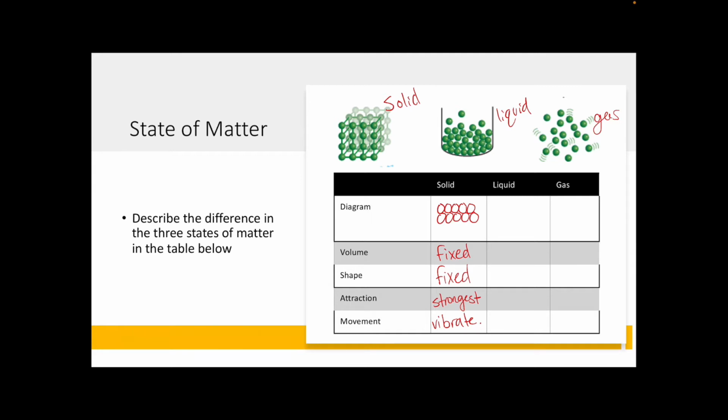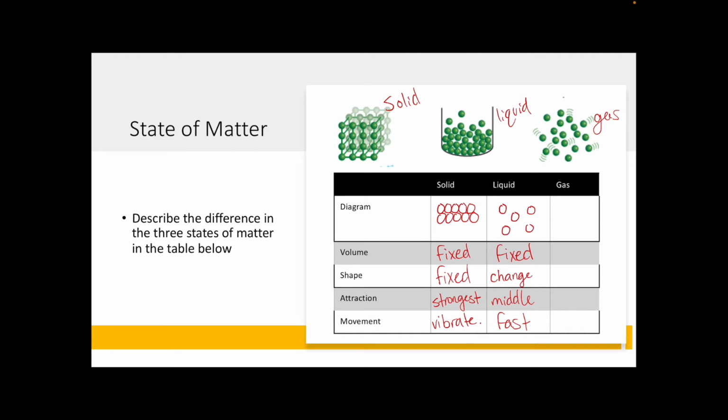Next, for liquid, you would draw these particles a bit further apart. And for volume, it is also fixed. You cannot change the volume of a liquid unless you add more or take some away. The shape, however, can change because the shape of a liquid just takes the form of the container it is in. For attraction, it's somewhere in the middle. It kind of flows, but you can kind of keep it together. And for movement, we would say this is fast.